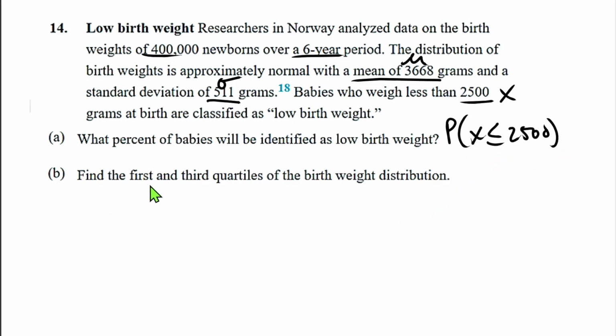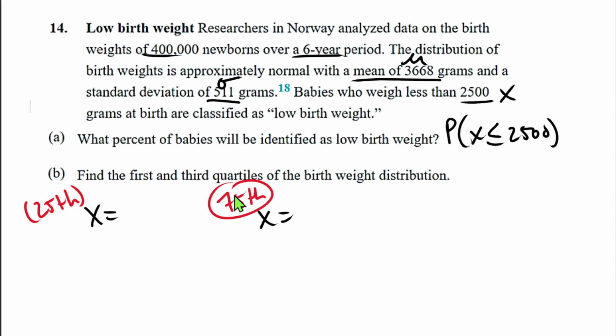Next, find the first and third quartiles of the birth weight distribution. So they're really asking, what is the x value at the 25th percentile, and also what's the x value at the 75th percentile? So what they're really saying here is that the probability is 0.75. So P is 0.75. So 75% of babies are lower than what birth weight?